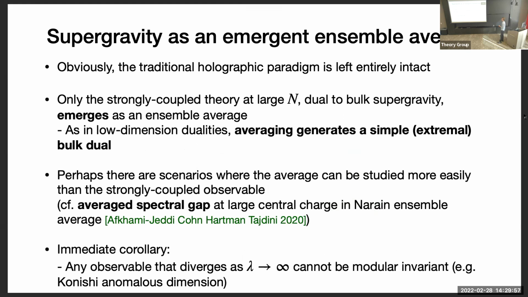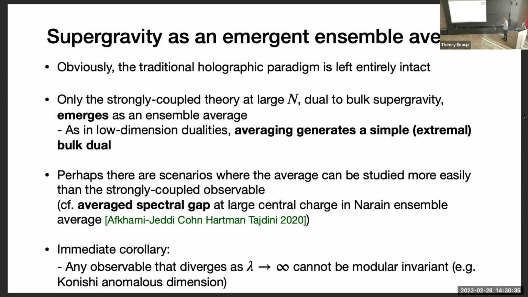Okay, so obviously nothing I've said has disturbed the conventional holographic paradigm. Each instance of N=4 is still dual to type 2b string theory on AdS5 times S5. It's really only the strongly coupled theory at large n, which is dual to bulk supergravity, that emerges as an ensemble average. And I want to emphasize that that ensemble average is emergent. But as in the low dimensional dualities, which we'll discuss in a moment, the averaging generates a rather simple bulk theory. It's just supergravity. And it's extremal in the sense that it has the largest gap consistent with the symmetries.